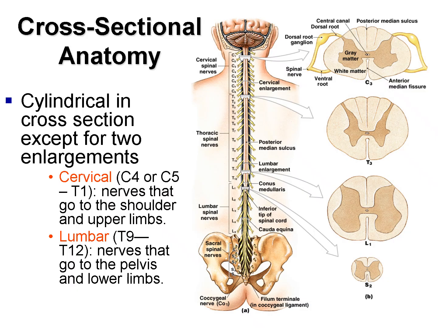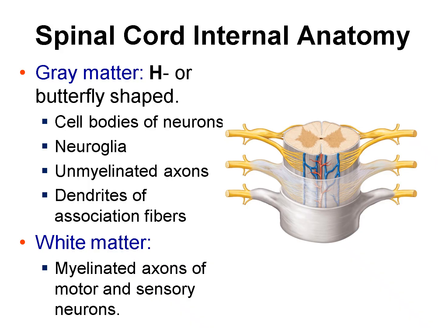Internally, the spinal cord contains gray and white matter, the arrangement of which is opposite that of the brain. Recall that in the brain, the gray matter of the cerebral cortex is located superficially, whereas the white matter is deep. In the spinal cord, the gray matter makes an H or butterfly shape and is surrounded on the outside by white matter. Just like in the brain, the gray matter of the spinal cord consists of neuron cell bodies, neuroglia, unmyelinated axons and the dendrites of association fibers. The white matter consists of myelinated axons of sensory and motor neurons.